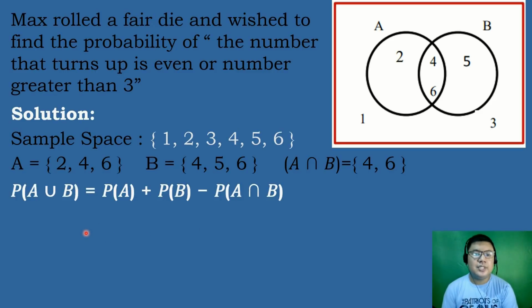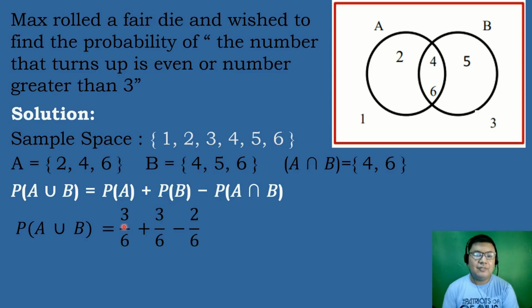After that, we will be using the formula for the probability of union of two events. So we have probability of A union B is equal to the probability of event A plus the probability of event B minus probability of A intersection B. And all we need to do is to get the probability of event A. So we have the number of event outcomes, which is 3, the numbers 2, 4, 6. So we have 3 for event outcomes over the total number of sample space, which is equal to 6 because there are 6 numbers in a die.